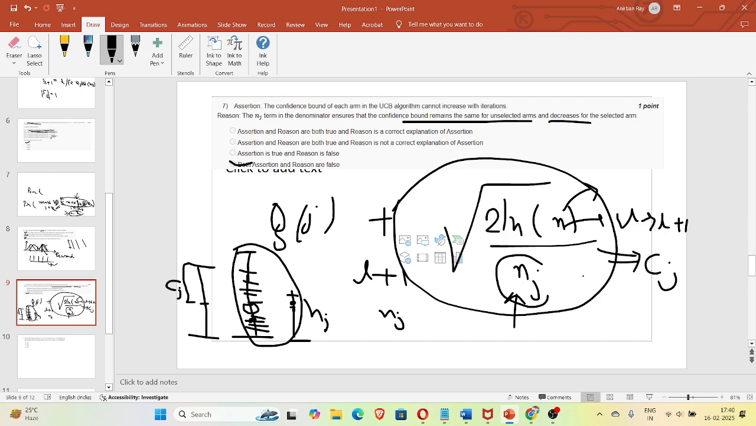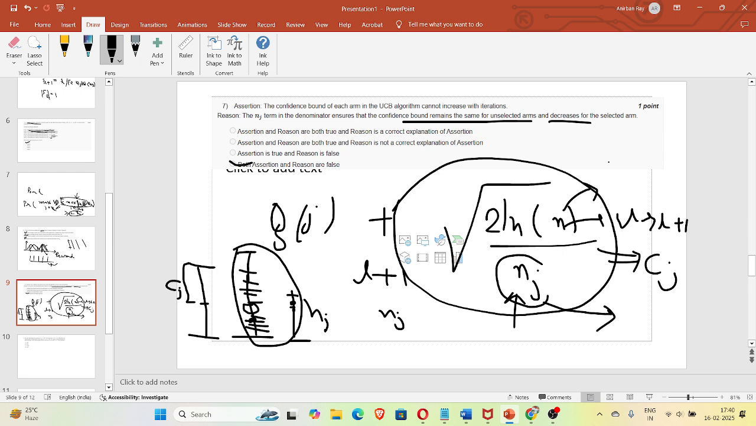In this expression, nj represents the number of times that arm has been selected. We're dividing by that, because if you're selecting the arm, you get more information about the arm and the uncertainty will reduce. So the bound will reduce, and n is the total number of steps that have been taken. Clear?